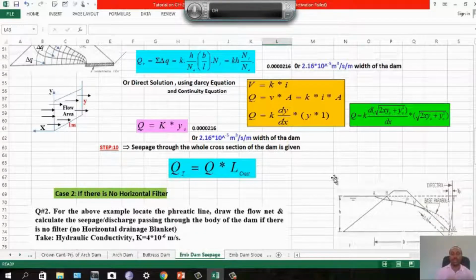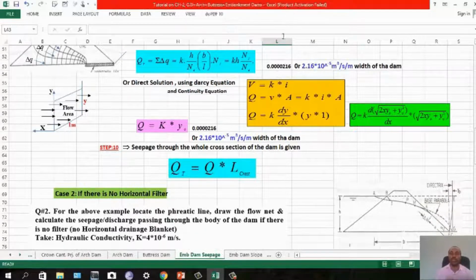But if you have a length, for example, if you have length L of crest, then you can find Q for the seepage through the whole structure.